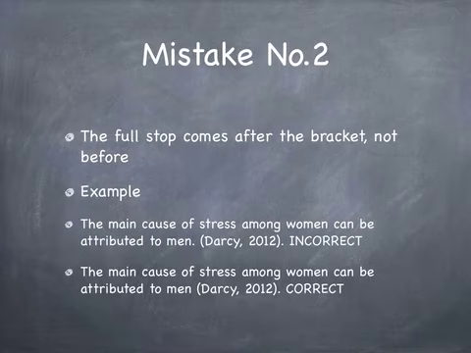Mistake number 2 is the positioning of the full stop. The full stop comes after the bracket, not before, and there are not 2 of them. So again, the example that I have given you is the main cause of stress amongst women can be attributed to men, full stop, open bracket, Darcy, comma 2011, full stop. This is incorrect. Equally, it would be incorrect if we had the main cause of stress amongst women can be attributed to men, full stop, open bracket, Darcy, comma 2012, close bracket, no full stop. It would still be wrong.